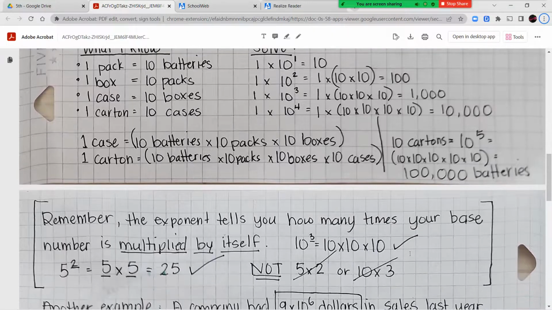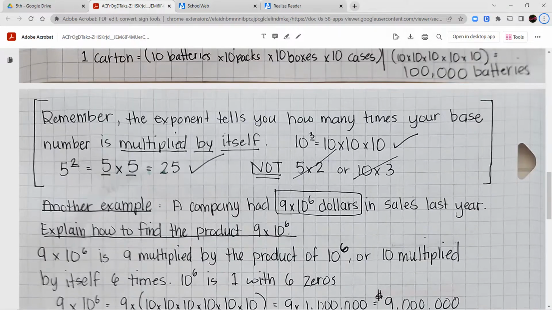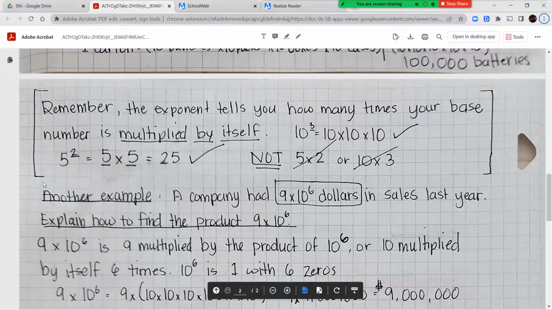Now remember, the exponent tells you how many times your base number is multiplied by itself. So I'm going to give you another example here. If I have 5 to the power of 2, I'm saying 5 times 5, and that's 25. If I have 10 to the power of 3, that's 10 times 10 times 10, or 1,000.